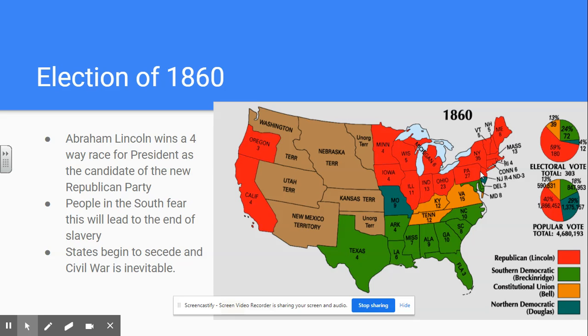In the months between Lincoln's election and his inauguration to actually take the office of the president, Southern states began to secede or leave the Union. The United States was no longer united. Civil war was about to begin.